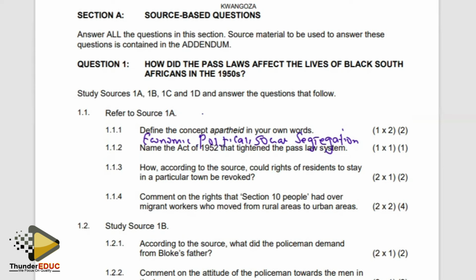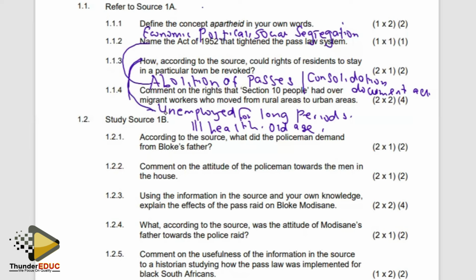Sorry, this answer gets to the question, name the act, and then this one gets to this question: how, according to the source, could rights of residents to stay in a particular town be revoked? Unemployed for long periods, ill health, old age. And then the answer to this one, comment on the rights that Section 10 people had over migrant workers who moved from rural areas to urban areas.